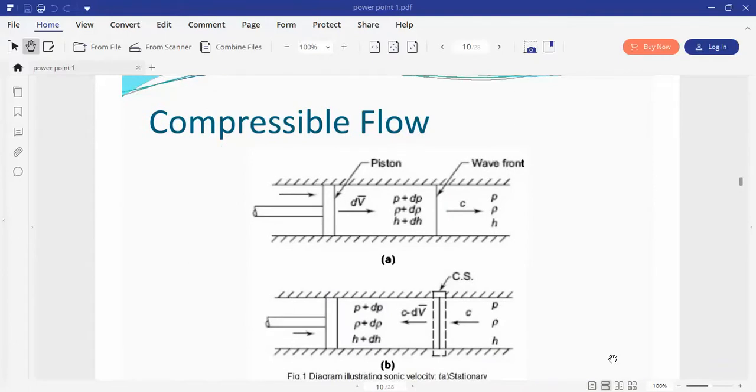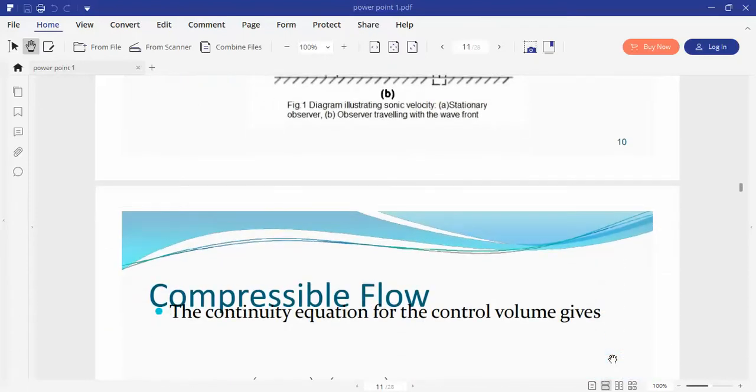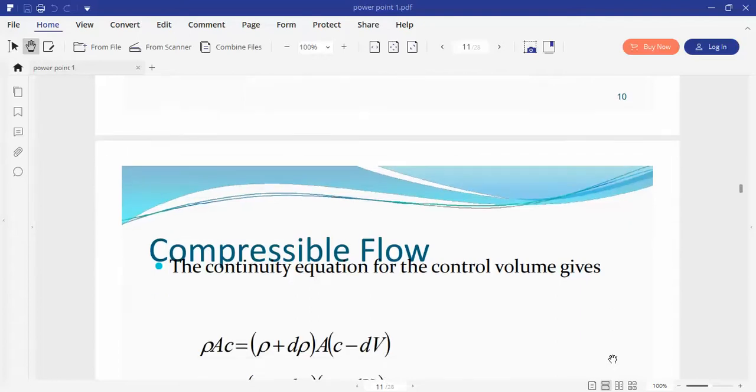As the piston moves to the right, the fluid near the piston becomes high pressure and high density, but the velocity is smaller. So at the front the velocity is c, and at the piston the velocity is c minus dV. Applying the continuity equation for the control volume gives rho A C equals rho plus d rho into A into C minus dV. The change in velocity is dV.